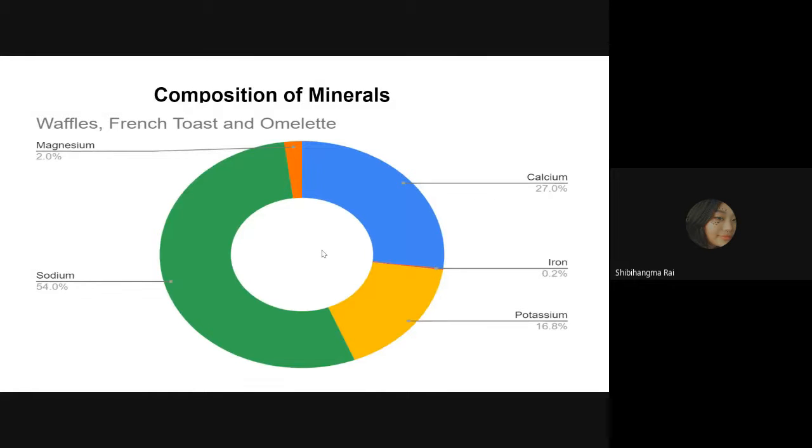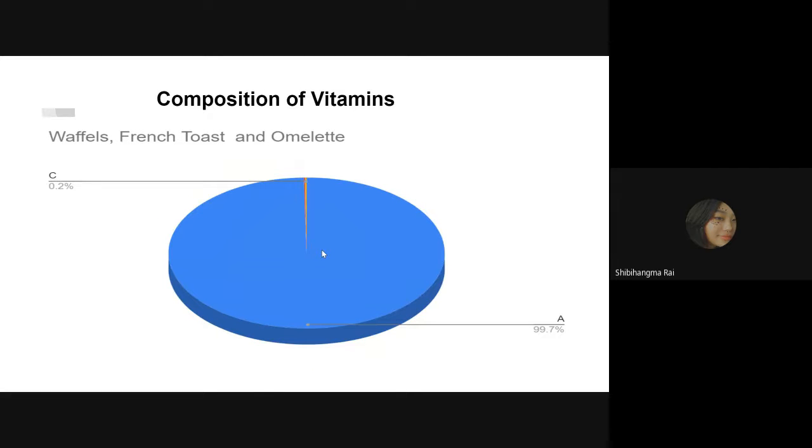And next we have the composition of minerals, where magnesium is 2.0%, calcium is 27%, iron is 0.2%, sodium 54%, and potassium 16.8%. And lastly, the vitamins round up to 0.2% vitamin C and 99.7% vitamin A.